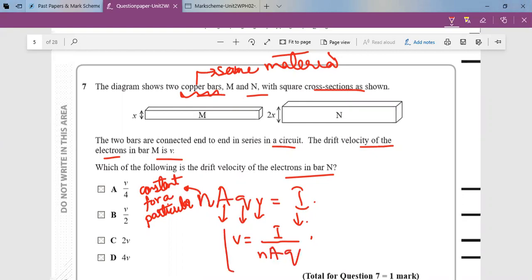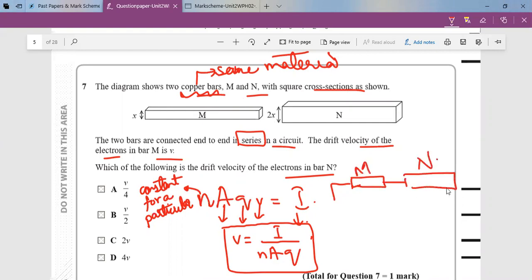Now, in this relationship, this is your drift velocity. They told us that these two bars are connected in series. So we can assume this is the first bar, the bar M, and the second bar is N. They didn't tell us anything about the length, but no problem. These are the bars connected in series to one another and to a battery.